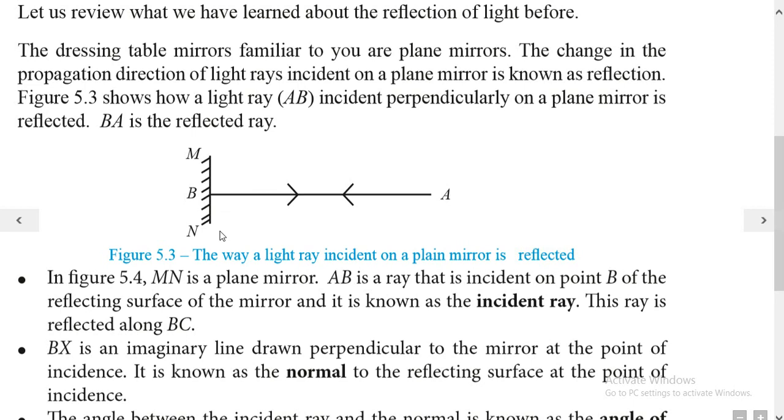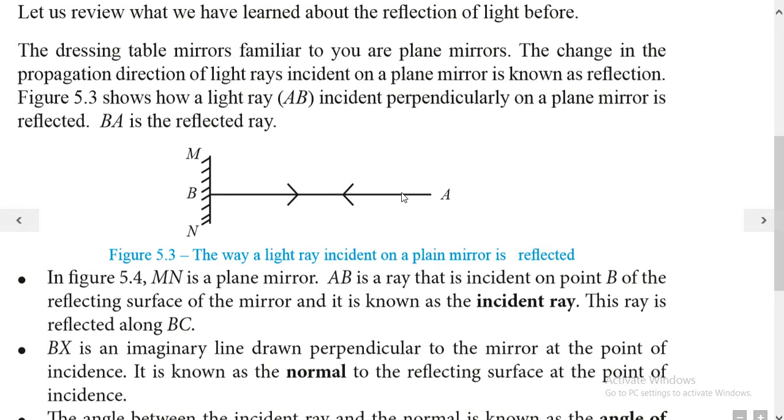That is known as a plane mirror. When we have to draw ray diagrams, to show the plane mirror MN, we draw one part with short lines. The part without short lines is the reflecting side. That's very important. Light rays always fall on this reflecting part of the mirror. It's very important when drawing ray diagrams.